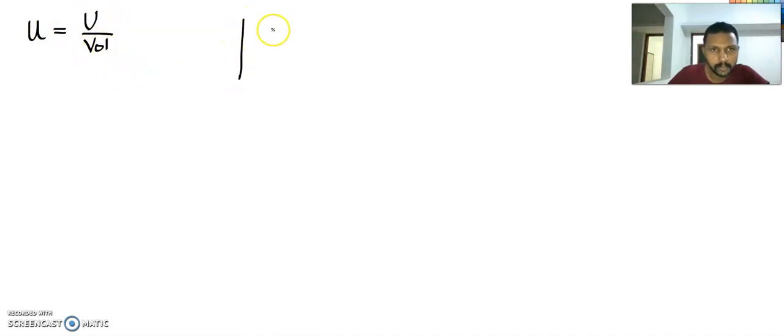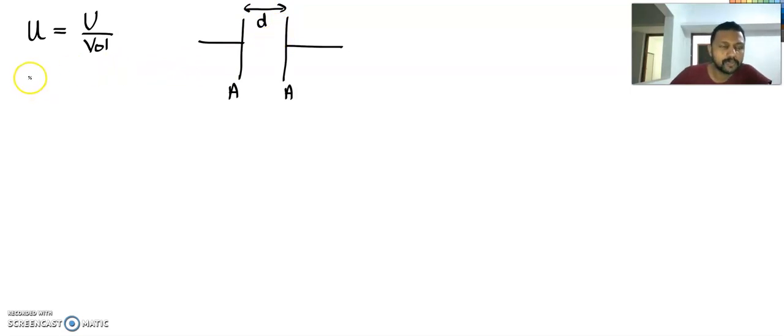Therefore, let's assume we are having a parallel plate capacitor over here. This is our parallel plate capacitor, and these two are the two sheets. What was the plate area of the sheet? It was A. The distance between the plates was called D. Okay, then as we know, there are three expressions for energy stored in the capacitor. Let me use the expression CV square by 2. I could use the expression U equals CV square by 2. I am using this expression.